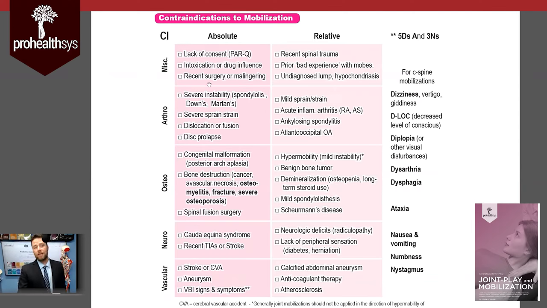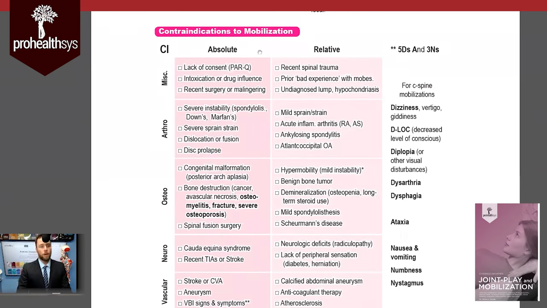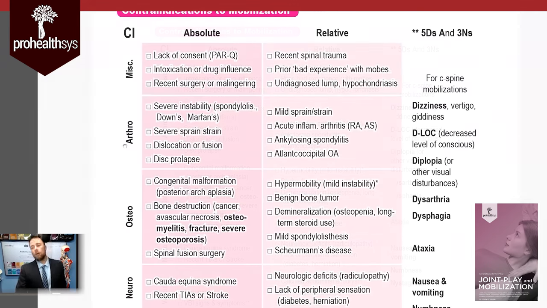So from the miscellaneous category, absolute would be lack of consent. You did not follow your PAR-Q. The patient has not consented. And the next thing they know, they're getting their neck ripped off because they don't know what's going on. That would be a good way for you to end up with a malpractice issue to deal with. All right, so lack of consent, intoxication or drug influence, and that includes both the patient or the practitioner.